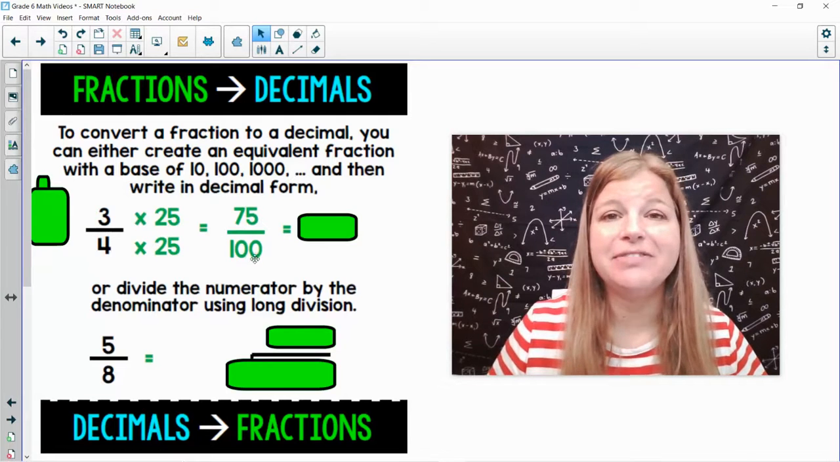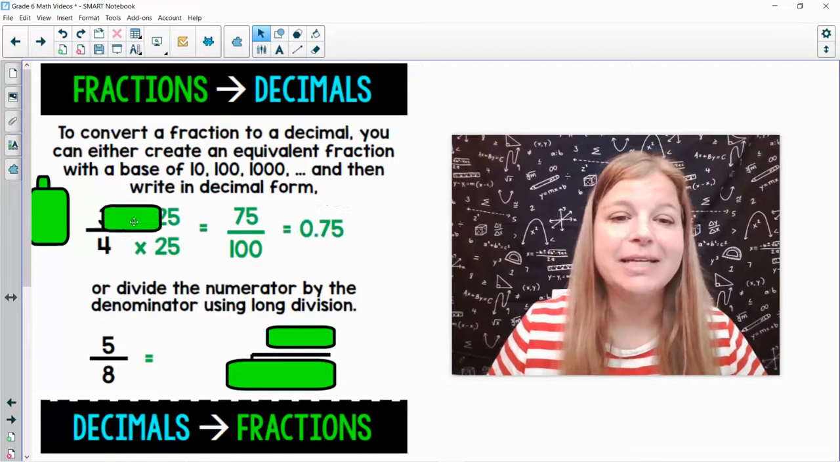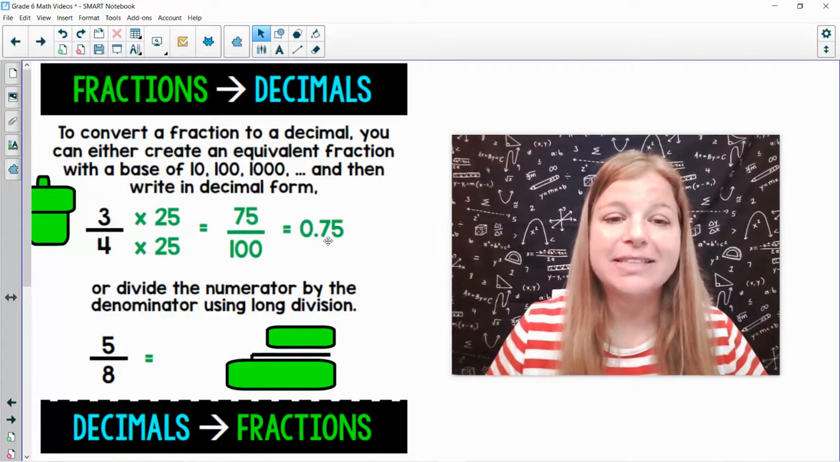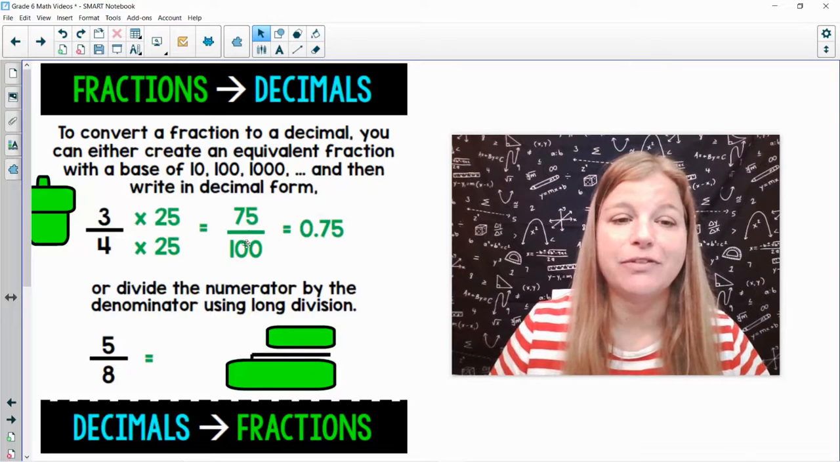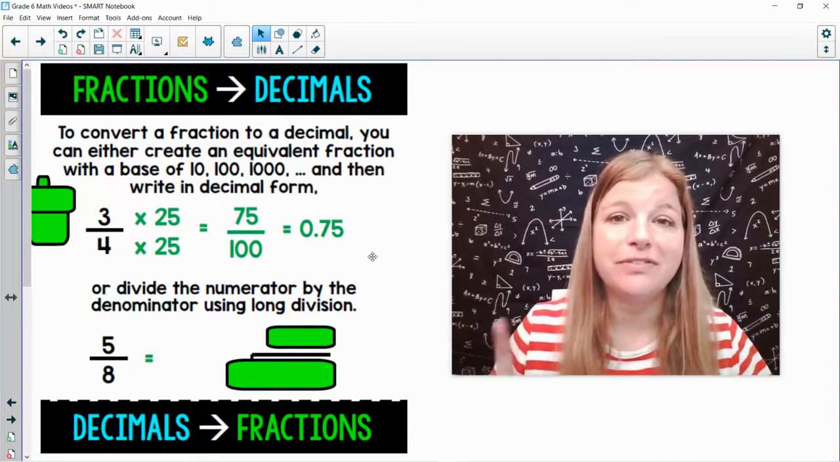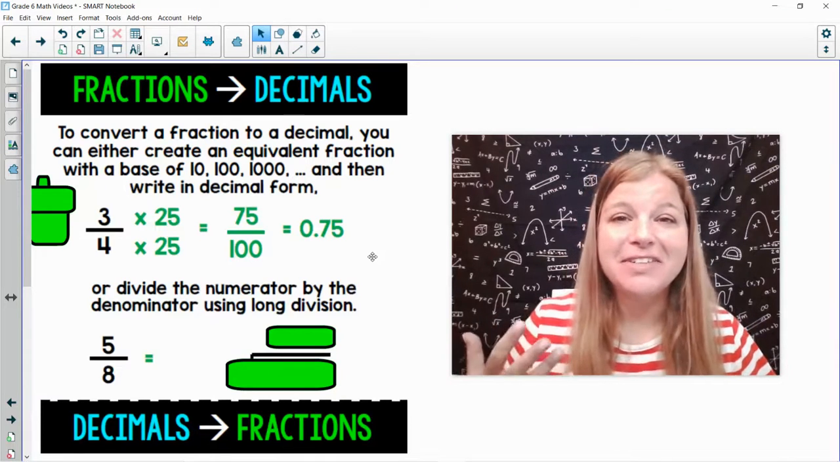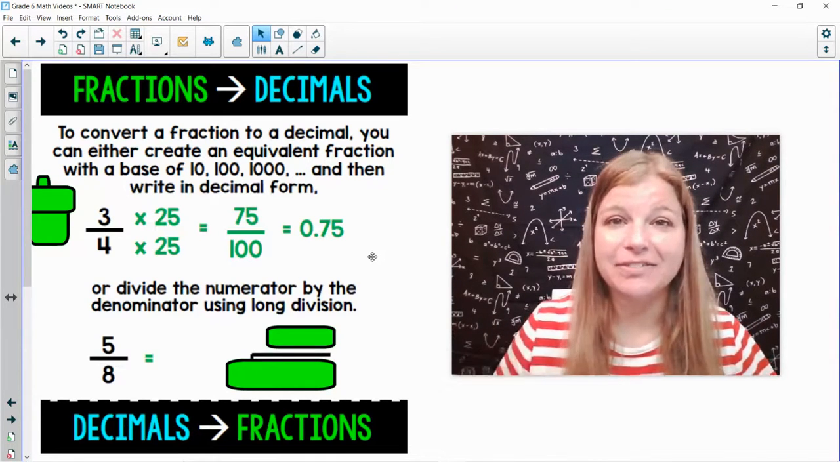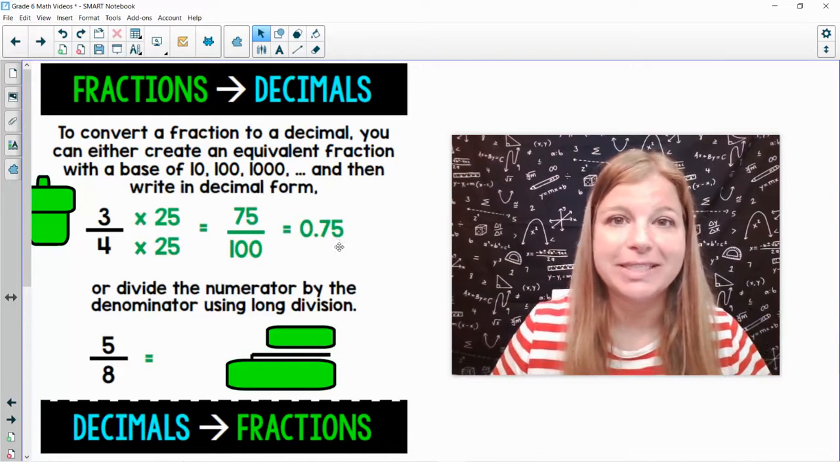Now I have 75 hundredths. Well, 75 hundredths we know looks like 0.75. That is 75 hundredths in decimal form. This is what 75 hundredths looks like in fraction form. Now, hundredths are really fun because there's 100 cents in a dollar. And so 75 cents out of 100 cents would look like exactly 75 cents, 0.75.